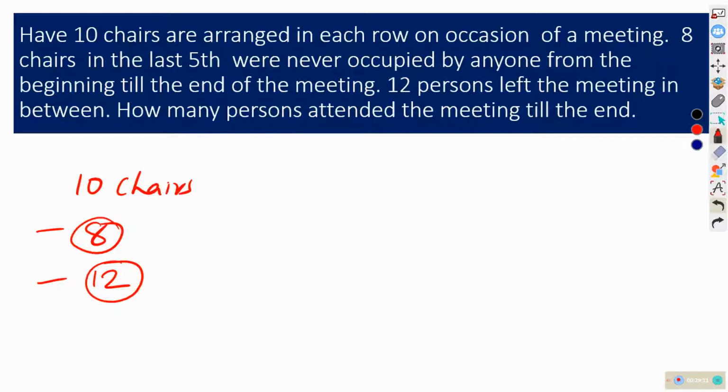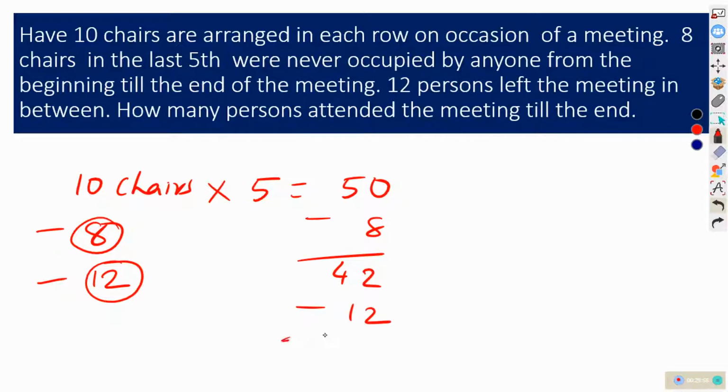So, in our question, 10 chairs are arranged in each row on the occasion of a meeting. 8 chairs in the last fifth row were never occupied by anyone until the end of the meeting. 12 persons left the meeting in between. How many persons attended till the end? We have a clue that 8 chairs in the last fifth row. So there are 5 rows. So 5 rows are there, that means 50 chairs were there, less 8 means 42, less 12 means 30. 30 persons attended the meeting.